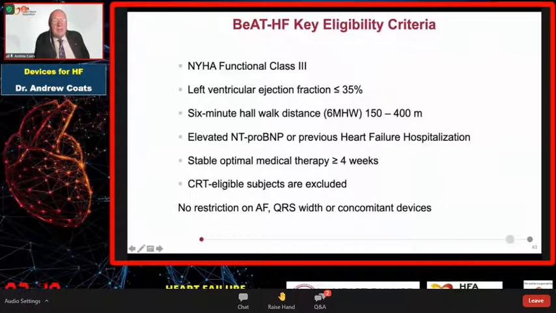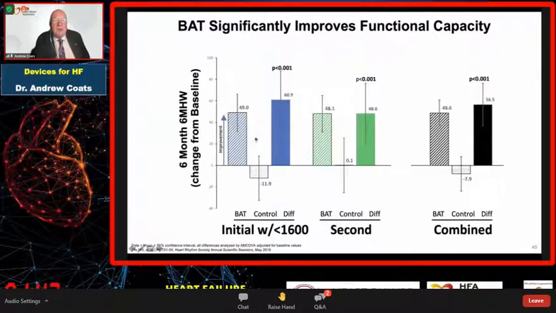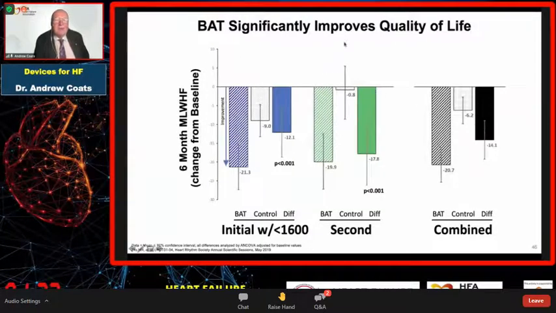Patients who were eligible for CRT were excluded to make sure there was no interaction between the baroreflex stimulation and CRT. What was found is it's a slightly complex design, but there was an initial reduction in N-terminal proBNP, but it was found that the patients with very high levels didn't get a benefit. So there was a second cohort that was restricted to less than 1600 value for N-terminal proBNP, and in that group, you got a greater reduction. So then they repowered the study and recruited more patients with the lower N-terminal proBNP. There was a significant improvement in functional capacity measured by 6-minute corridor walk test distance, in both the initial cohort, the second cohort, and the combined cohort, and a significant improvement in Minnesota Living with Heart Failure score in all three cohorts of patients.